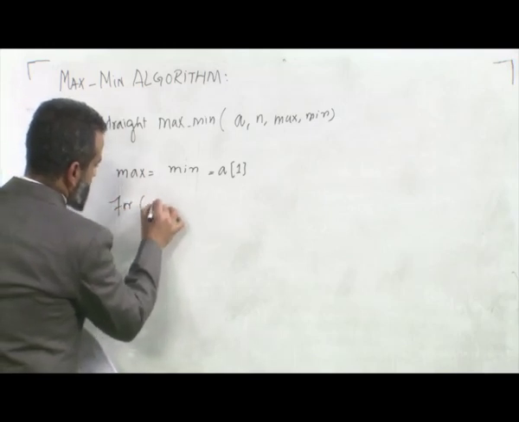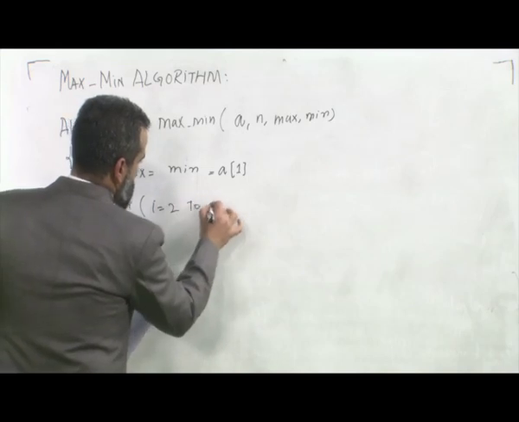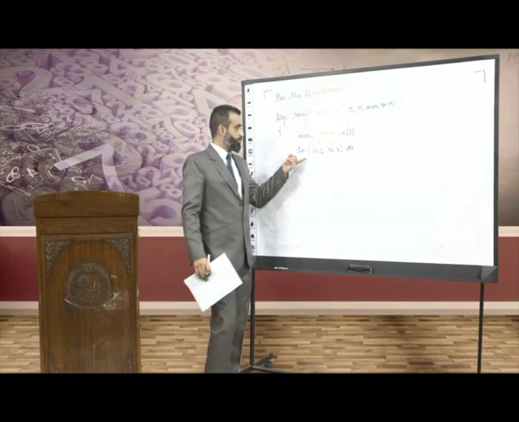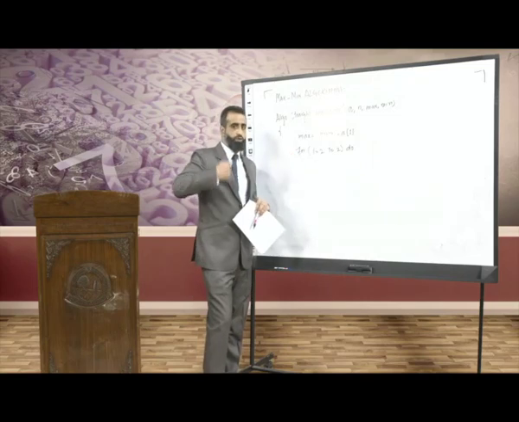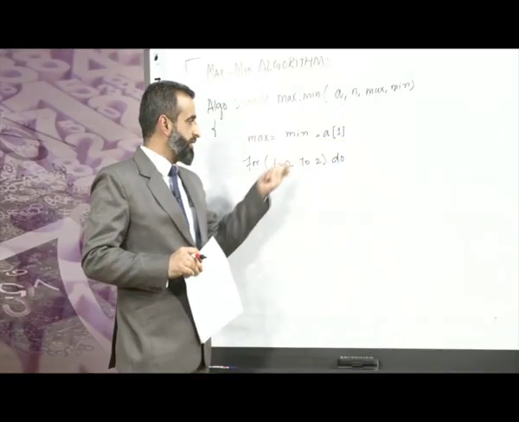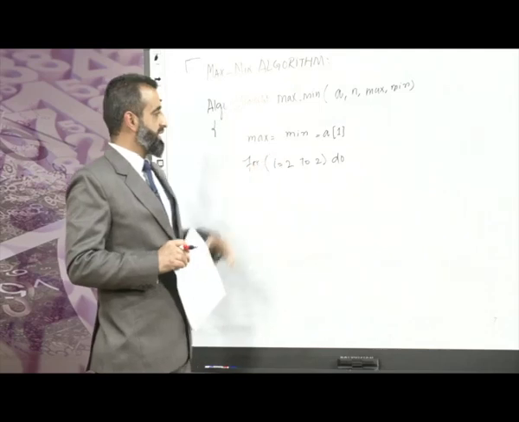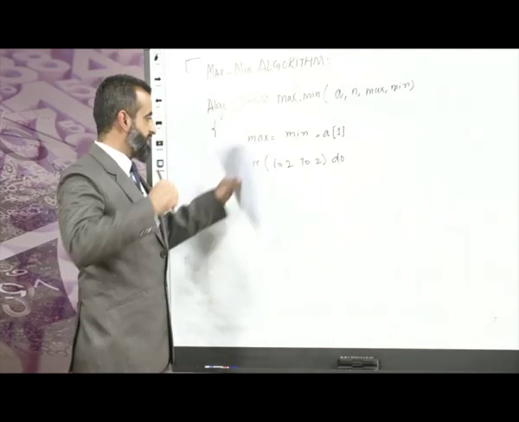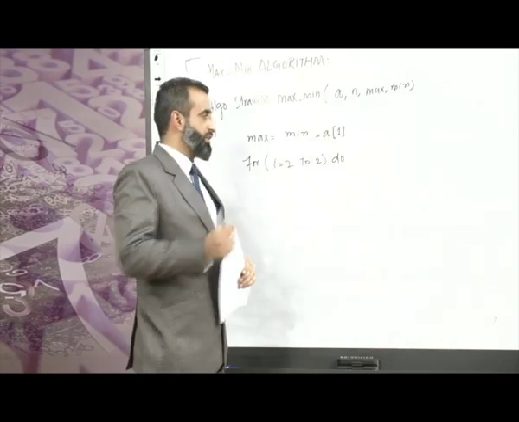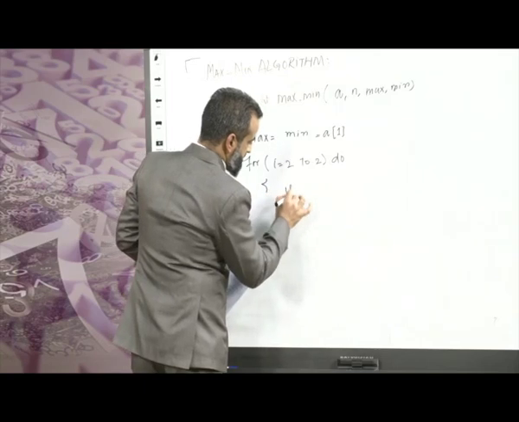So we run a loop from 2 to the last element. The job of this loop is to iterate through the array and compare every single element with this element. If we find any element larger than this one, we store it in the max variable, and if there is any number smaller than this number, we store that value in the minimum. How will it work out? We check the conditions.